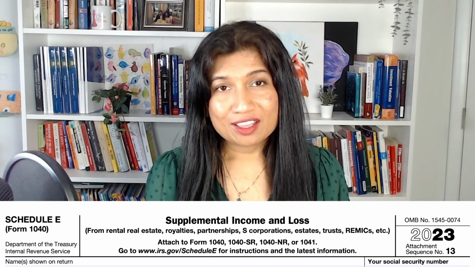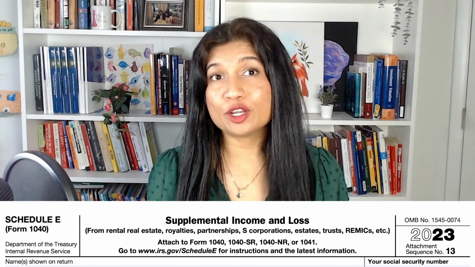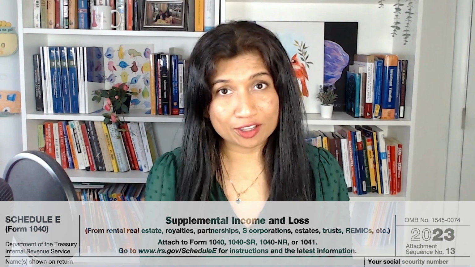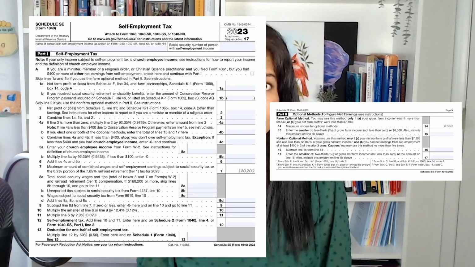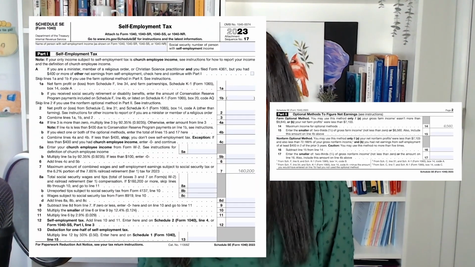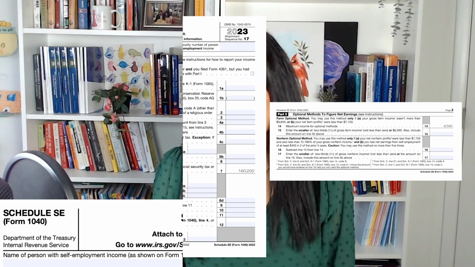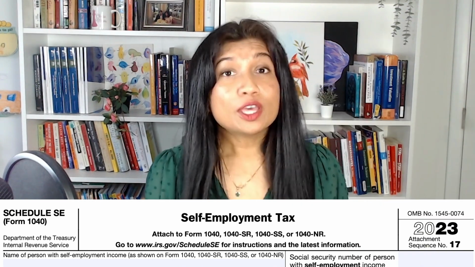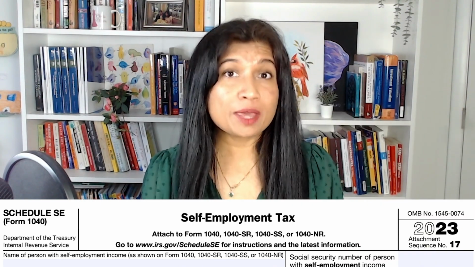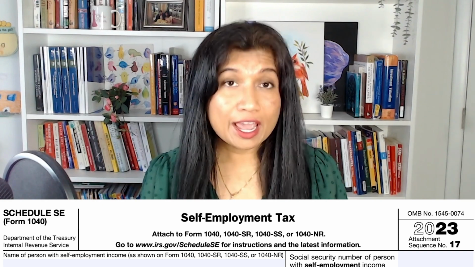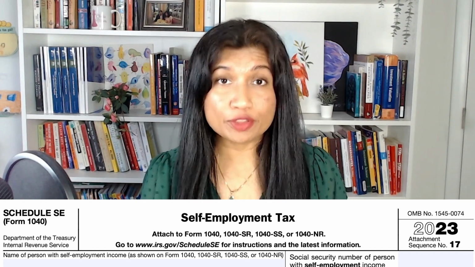I suggest you consult a professional if you fall into this category. A professional will make you aware of many opportunities to save on taxes. SE reports your self-employment tax. This is your FICA tax, Social Security and Medicare. If you're self-employed, you must pay both the employer and employee portions of the FICA tax.